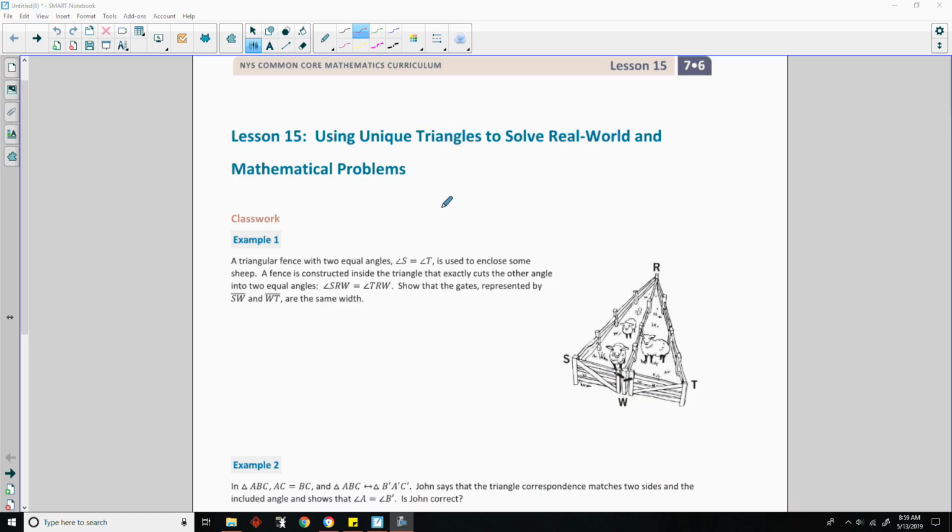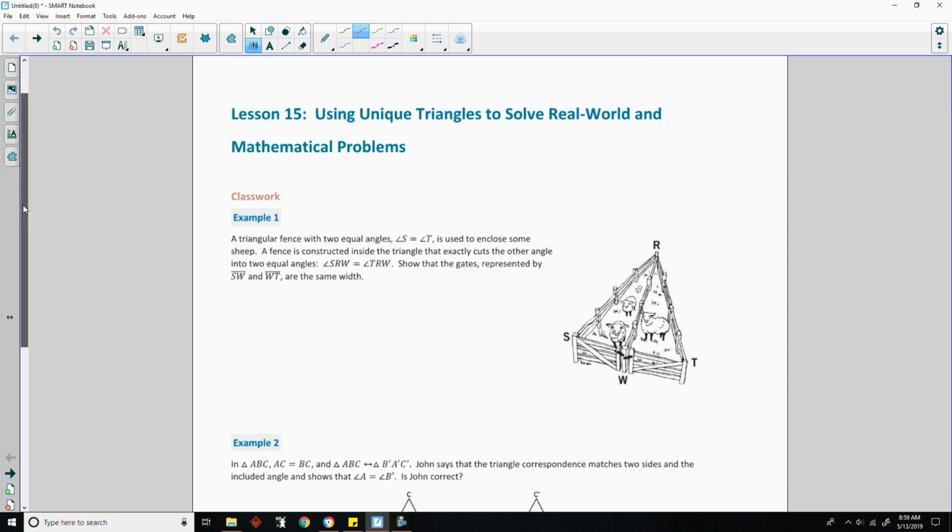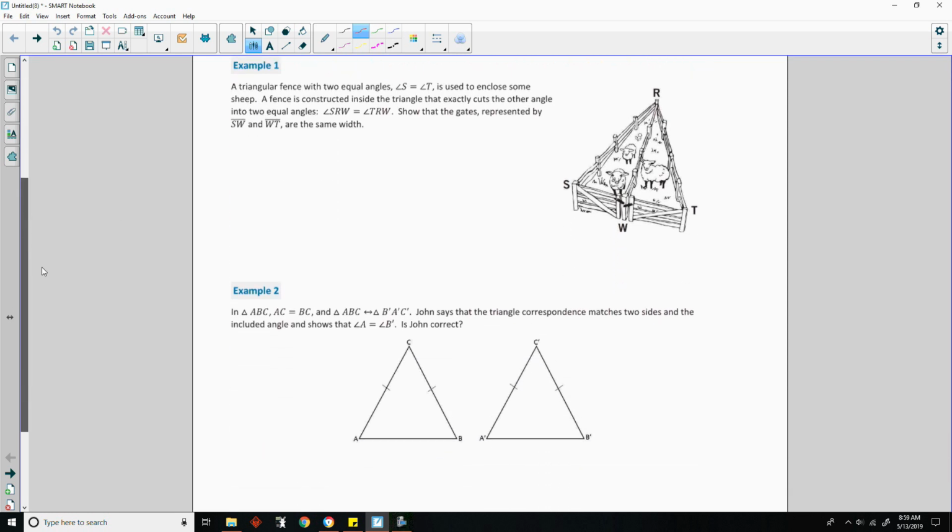Welcome to Lesson 15, using unique triangles to solve real-world and mathematical problems. Classwork 1, Example 1, a triangular fence with two equal angles. Angle S equals angle T. I'm not a real big fan of saying two angles are equal. Let's call it congruent. Angle S is congruent to angle T. So here's angle S and here is angle T. They're congruent. It's used to enclose some sheep.